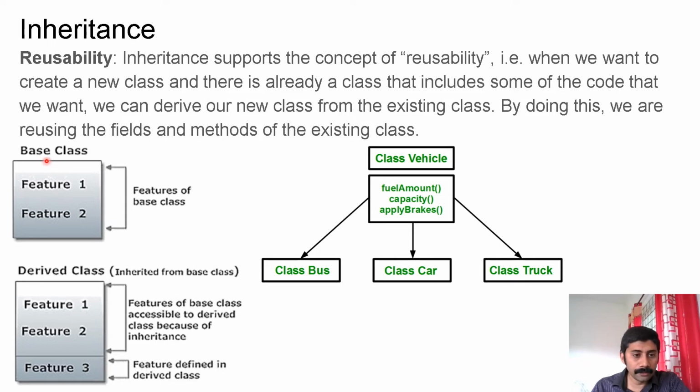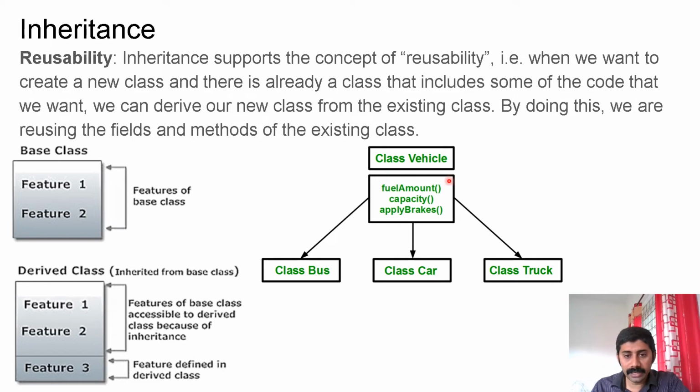Let us consider one base class which is having two features, feature 1 and feature 2. From this base class, I am deriving a child class. In the derived class, without implementing, I am getting feature 1 and feature 2 because these two features are inherited from the parent class. Now I am adding another feature, feature 3. Actually, I am implementing only one feature in the derived class. The other two features are obtained or reused from the parent class. This is the concept of inheritance.